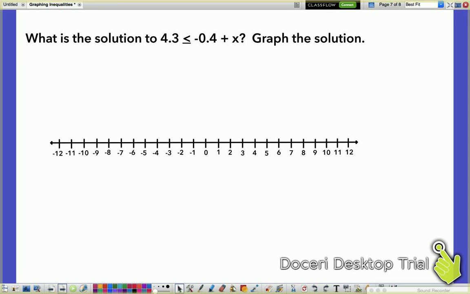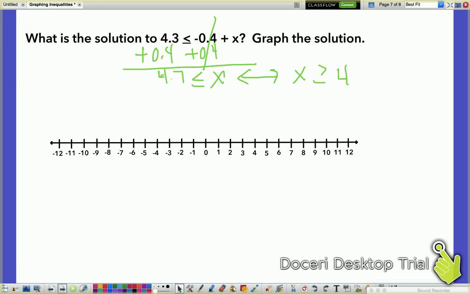Okay, next one. We have 4.3 is less than or equal to 0.4 plus x. Okay, so negative 0.4. Okay, so that means we're going to add 0.4. Okay, so I get 4.7 is less than or equal to x, which remember is the same thing as x is greater than or equal to 4.7.